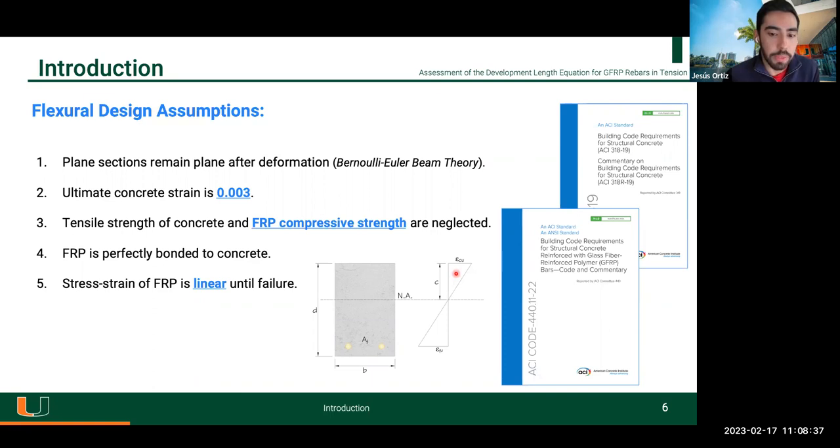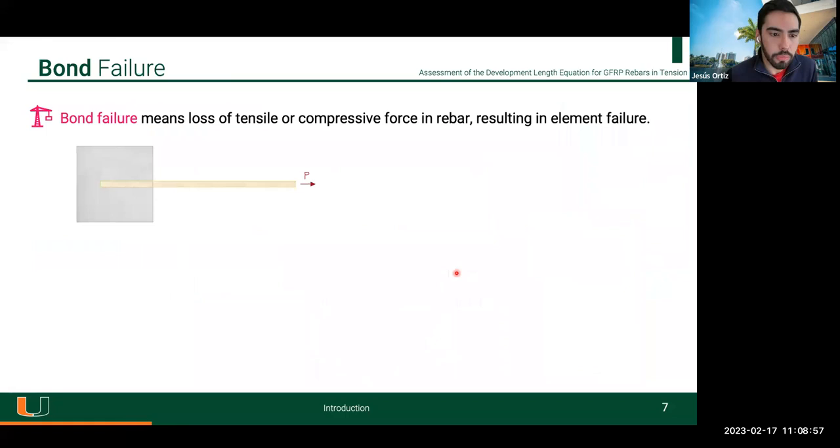The previously mentioned development length is closely related to the fourth assumption. In order to be able to assume a perfectly bonded behavior, you must fulfill the development length requirements. You must have that minimum length in order to assume that you have perfectly bonded concrete to the FRP rebar. But what could happen if you don't fulfill these requirements? Your beam element is more likely to present a bond failure. Bond failure means loss in tensile or compressive force in the rebar. Here, we're only going to focus on tensile forces, and that will result in element failure.